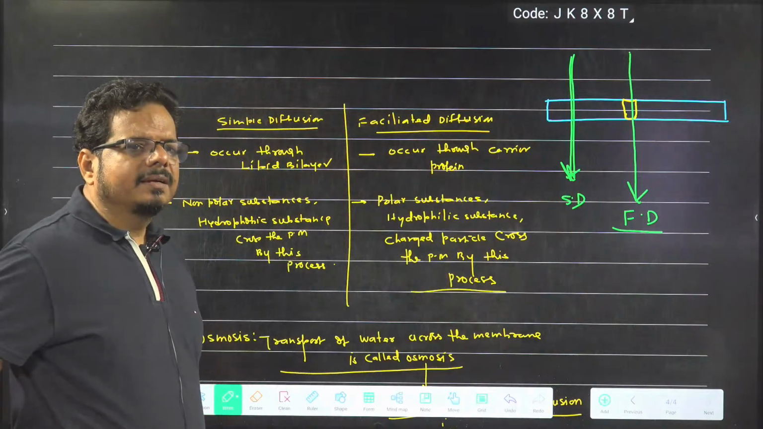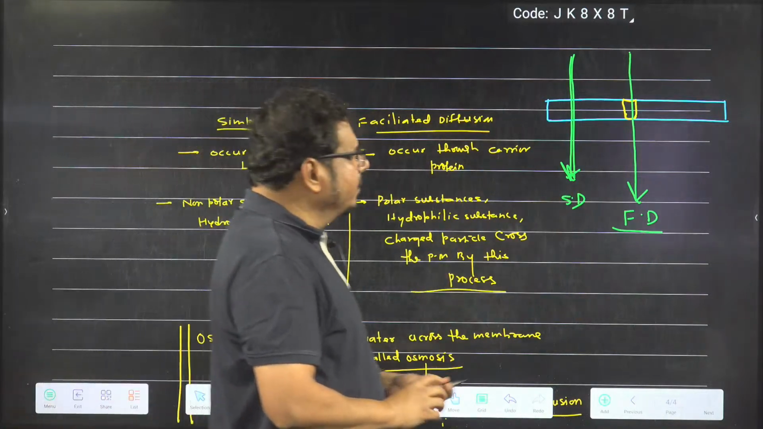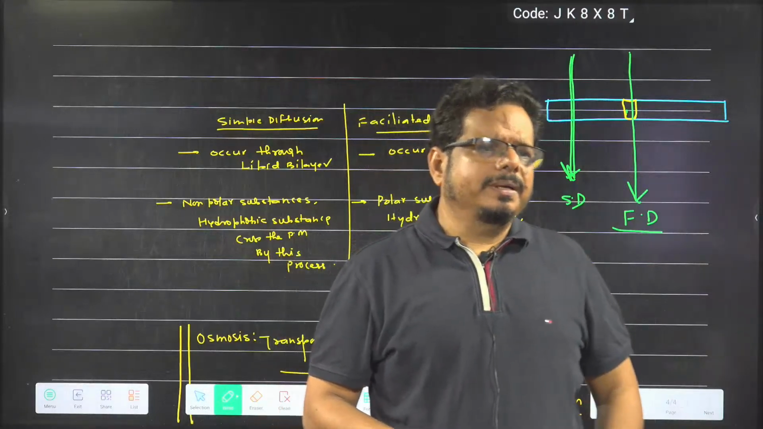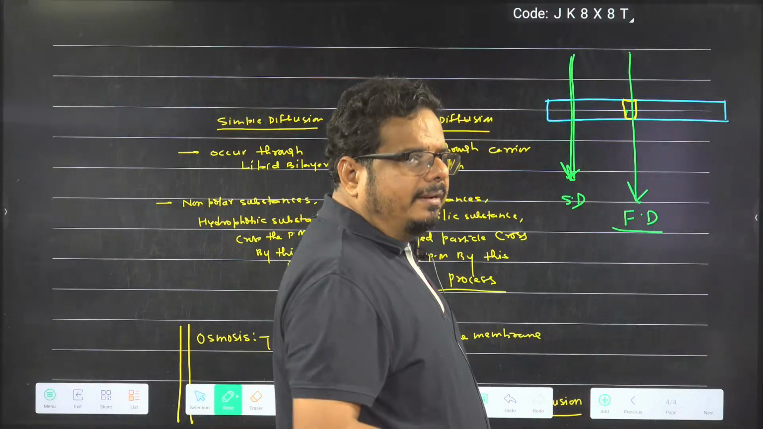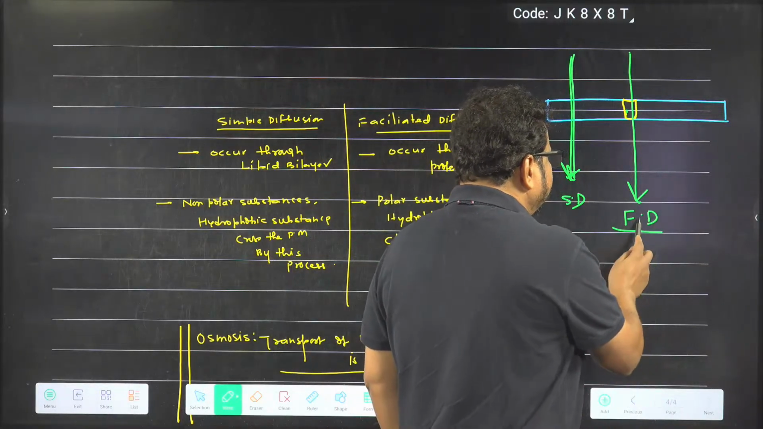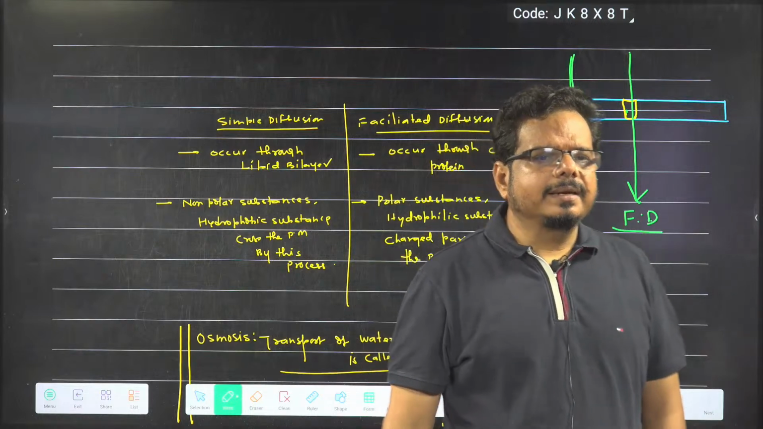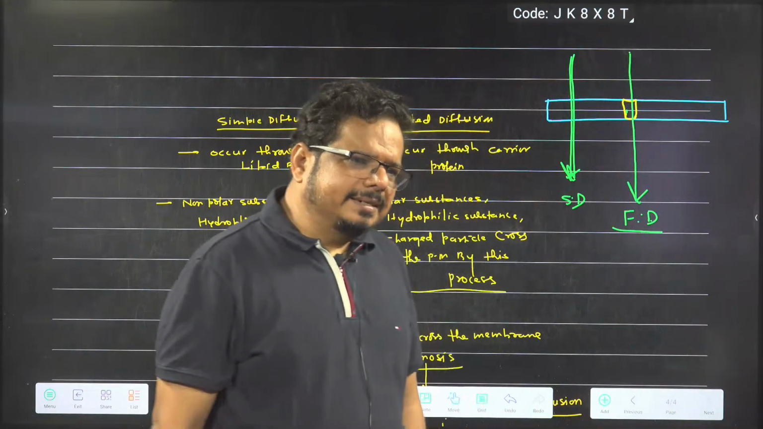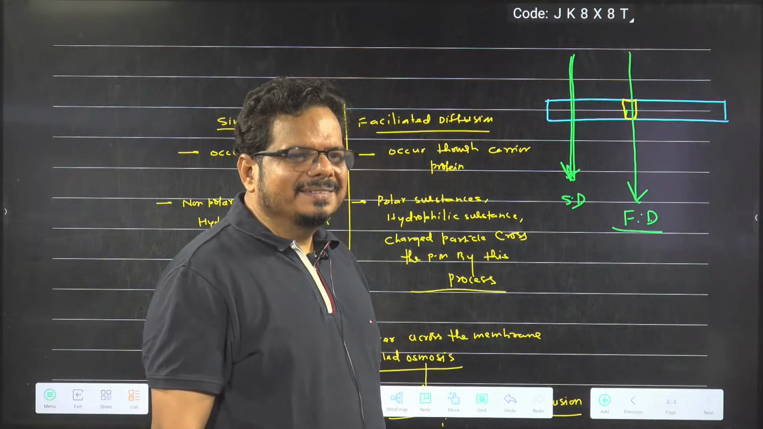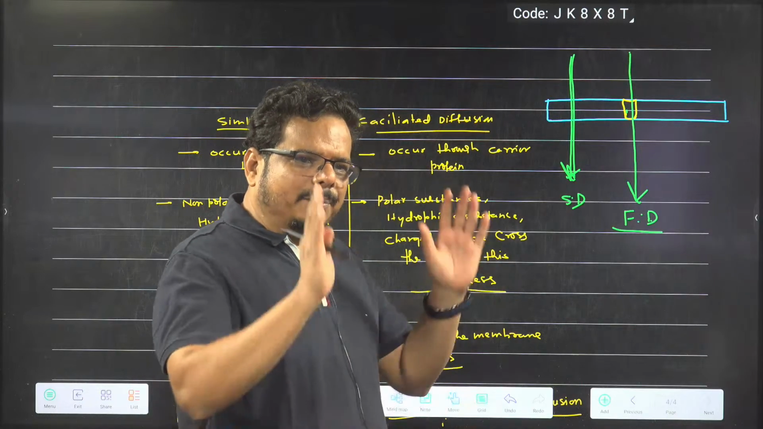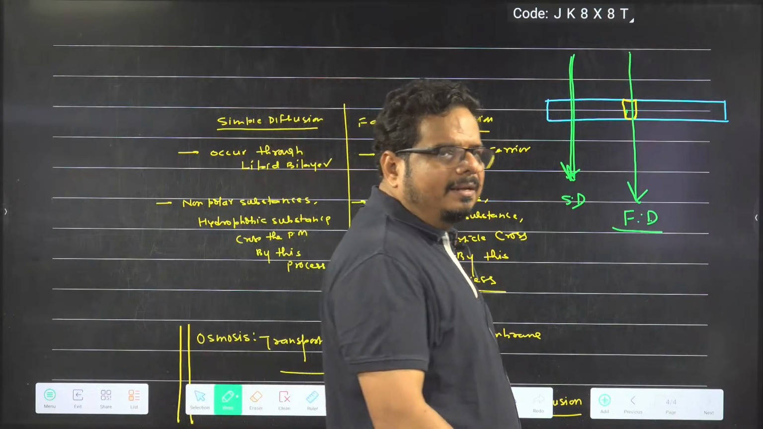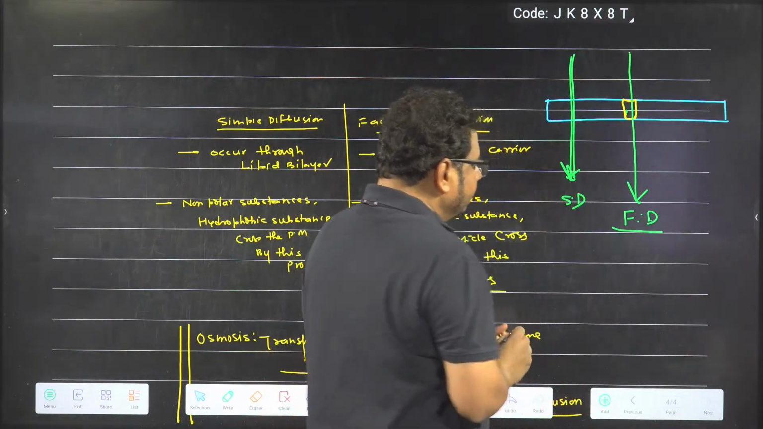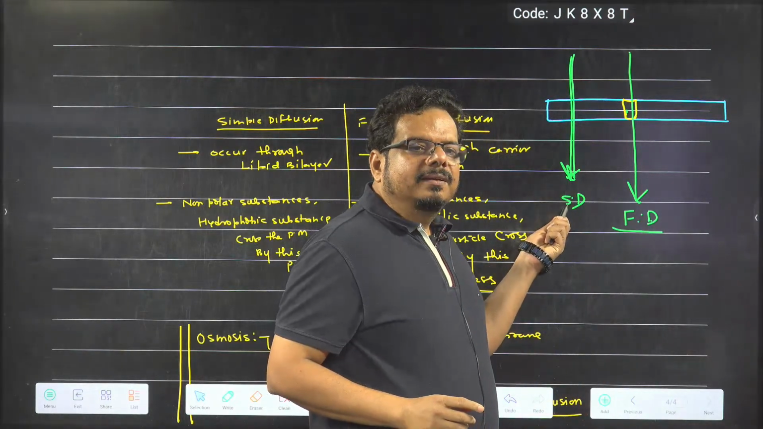First thing: in simple diffusion across the membrane, carrier protein is not involved. But in facilitated diffusion, carrier protein is involved. Got the idea? Is it clear? Up to here it is clear. Now I am telling who is going through this part. Simple diffusion, so the example I told.